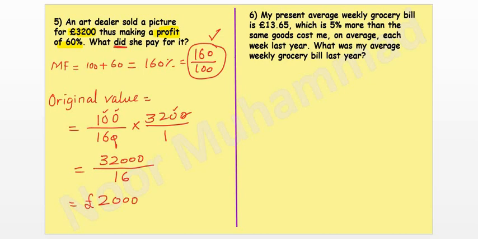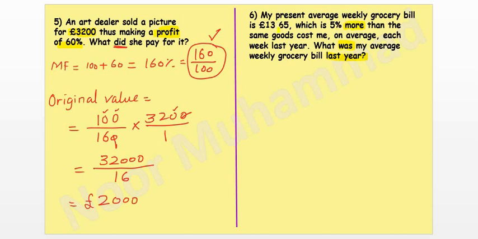My present average weekly grocery bill is 13.65 pounds, which is 5% more than the same goods cost me on average each week last year. What was my average weekly grocery bill last year? Okay, so they want us to find the bill that was last year. This one is 5% more.